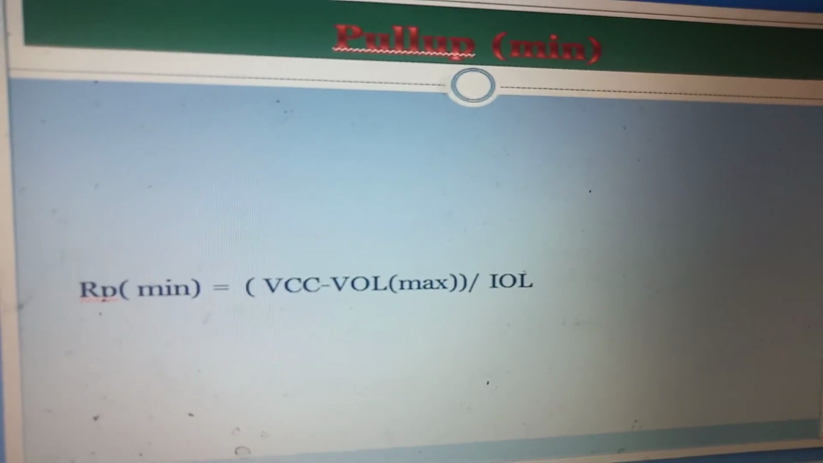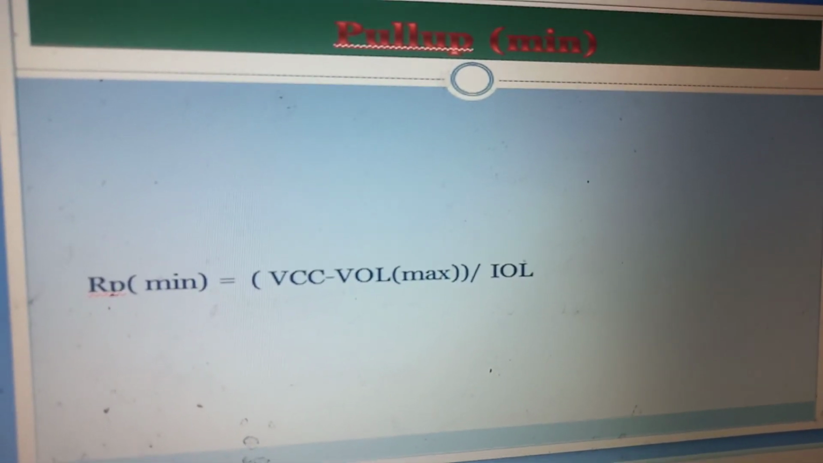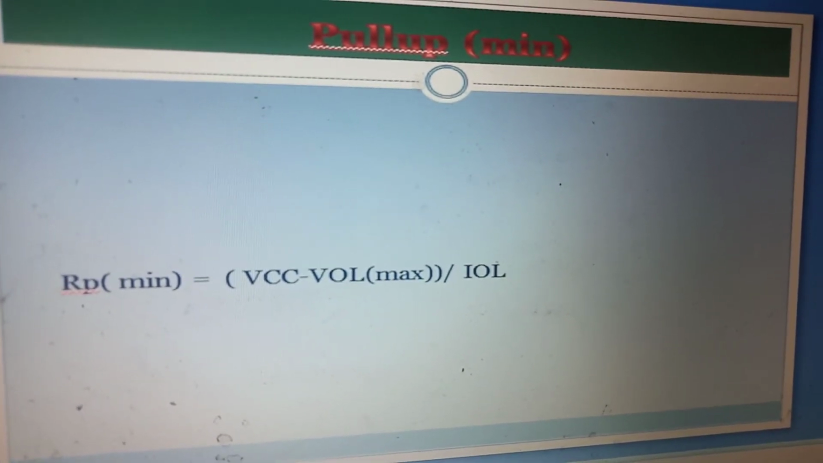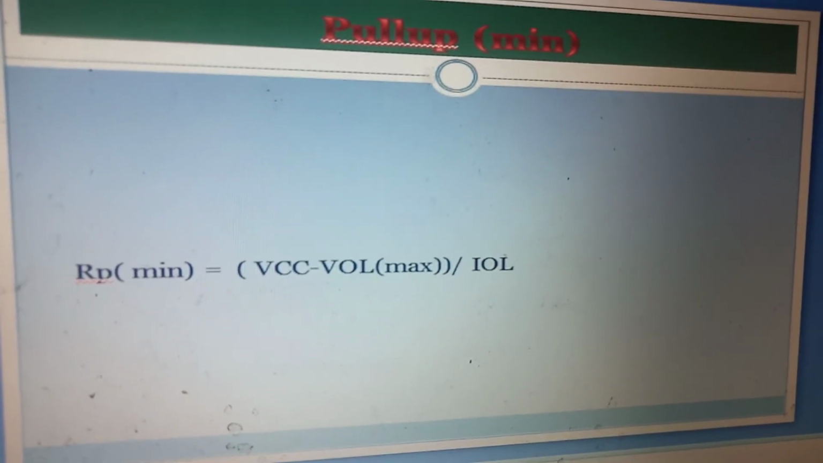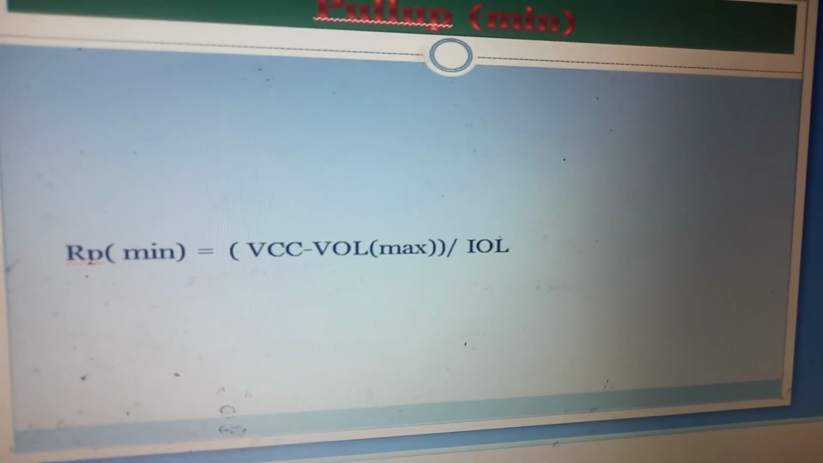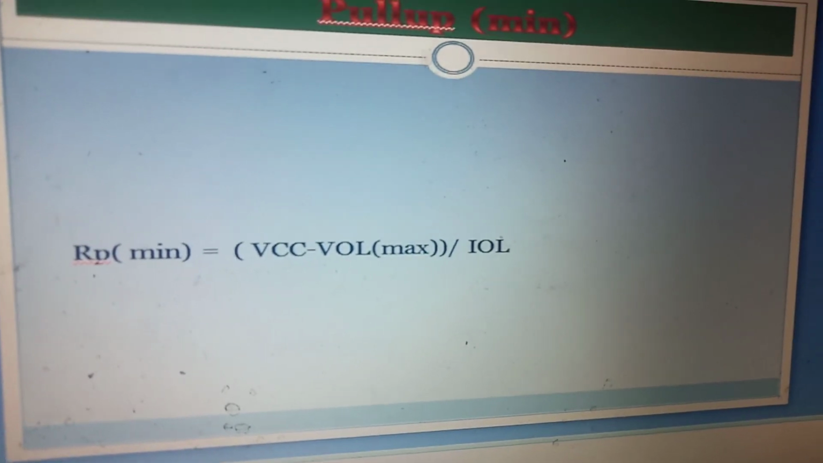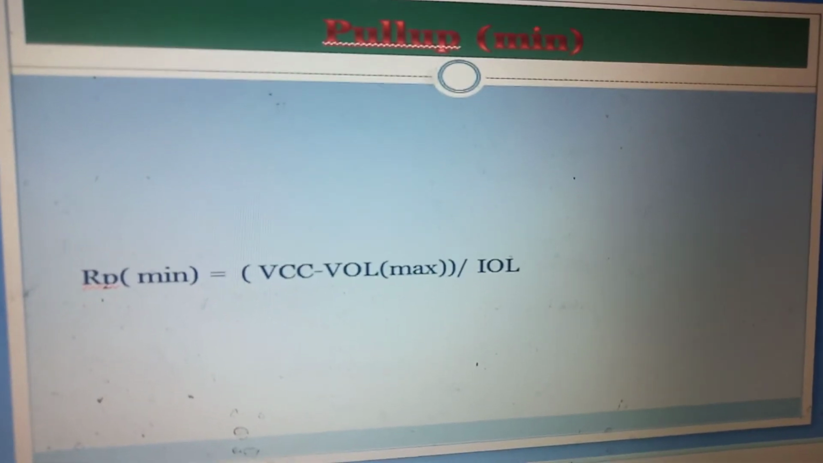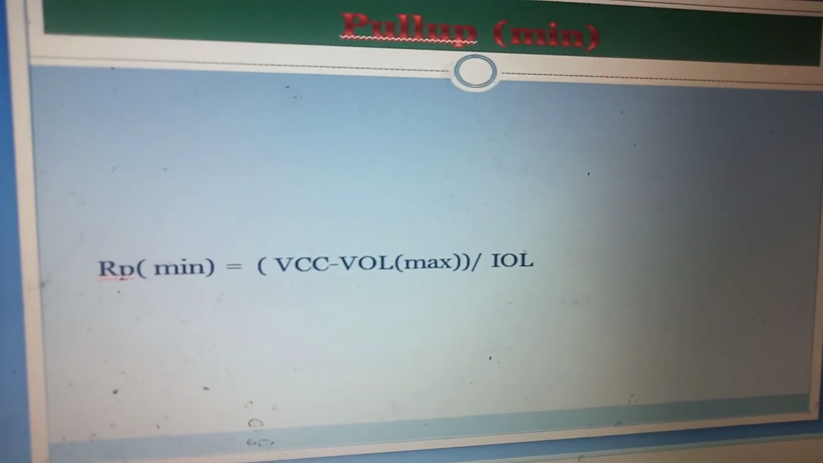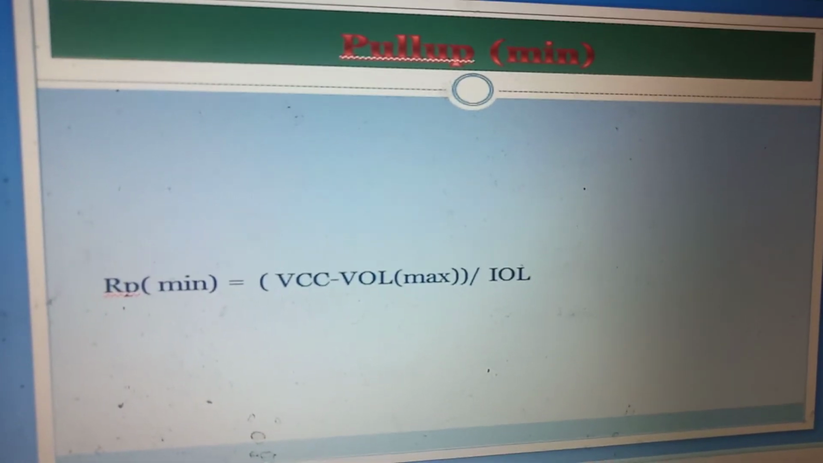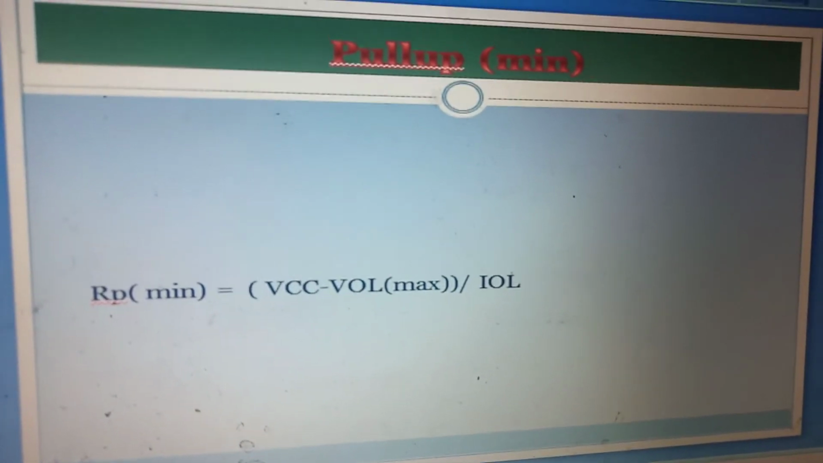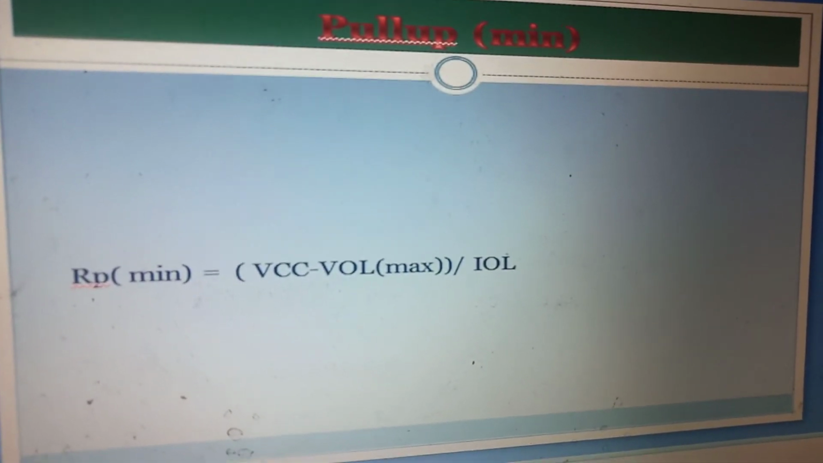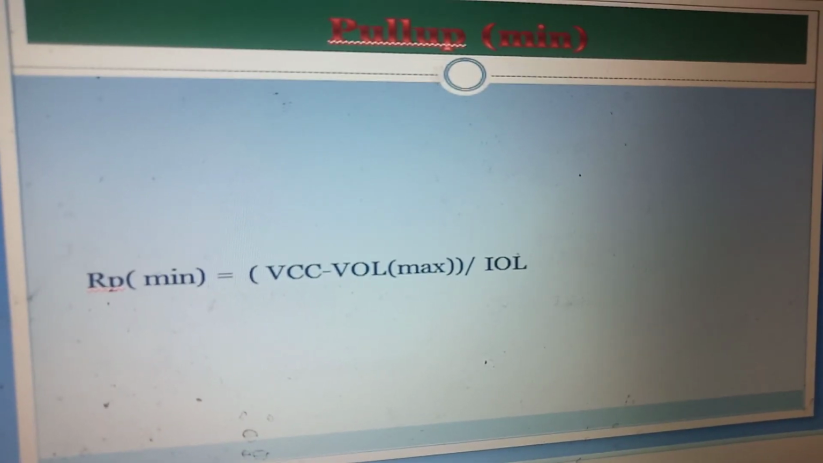Now, to choose the pull-up resistor we need three factors. One is the load capacitance, the second is the rise time and fall time of SDA and SCL, and the third is the sinking current. From those parameters only we can calculate the pull-up resistor minimum and maximum. Now I'm coming to the pull-up resistor minimum. We have the formula (VCC minus VOL maximum) divided by IOL. What is VCC? We need to refer to the data sheet of the chip you are using, which supports the I2C signal.